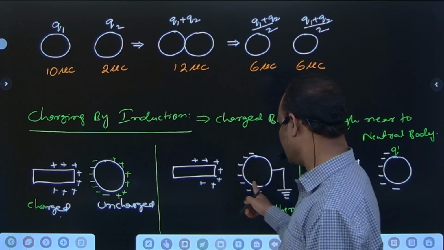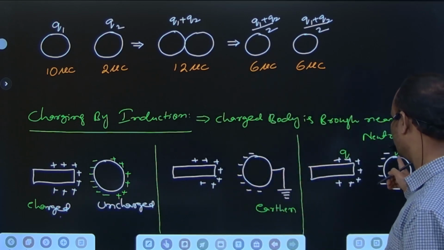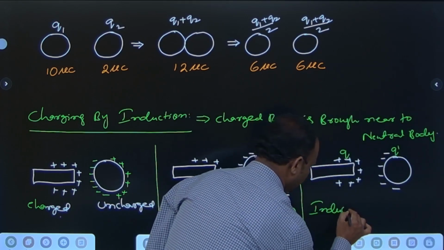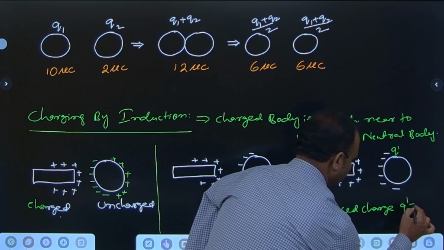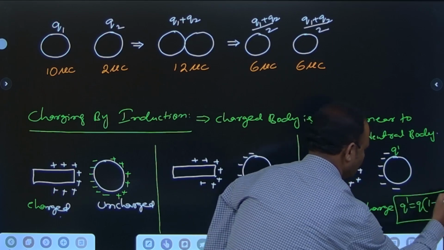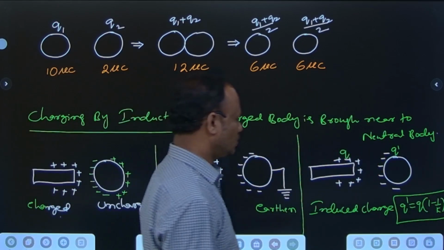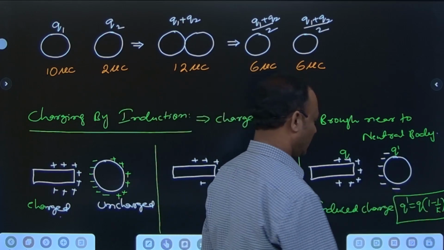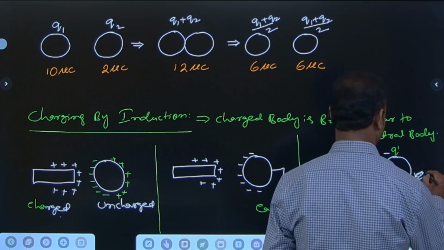Then when it is earthed, some amount of charge is induced on this, and if you remove the earthing, the induced charge is what? It's an induced charge. Induced charge Q dash is equal to Q times (1 minus 1 by K). Just remember this, later we will discuss. So Q dash = Q(1 - 1/K), where K is called the dielectric constant.